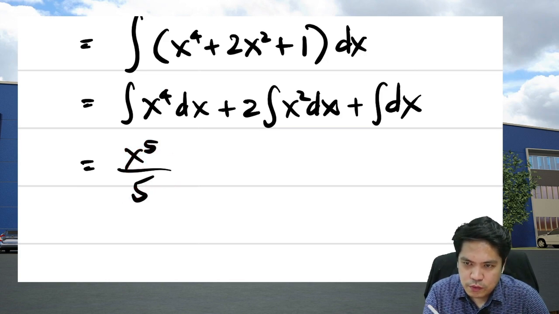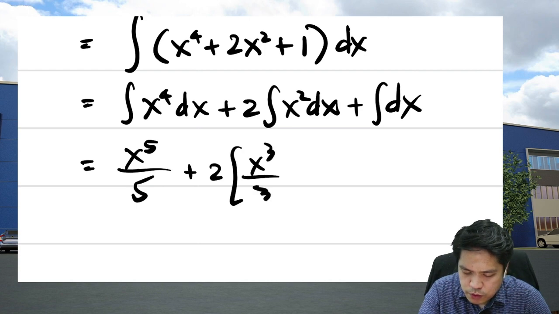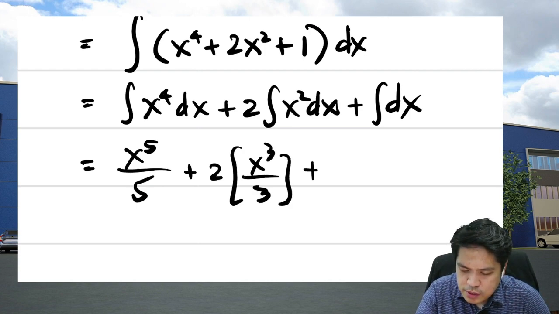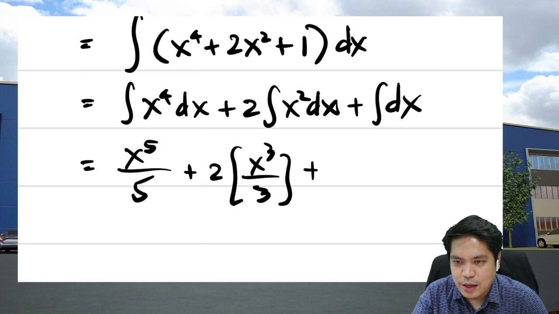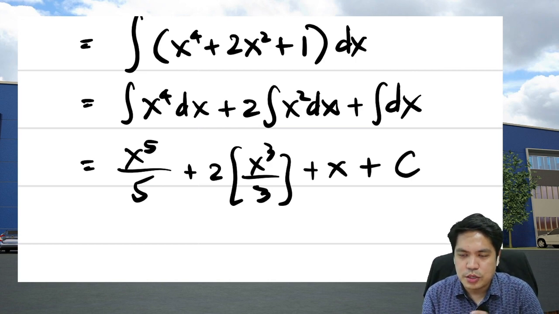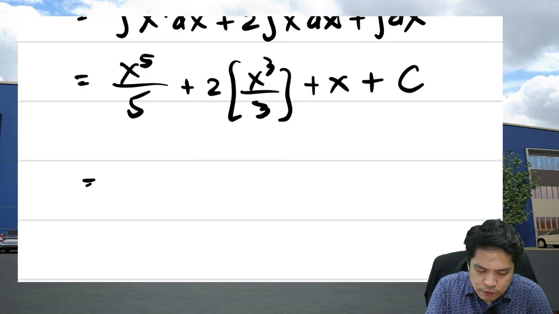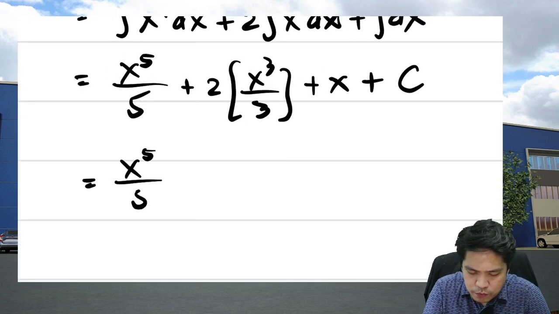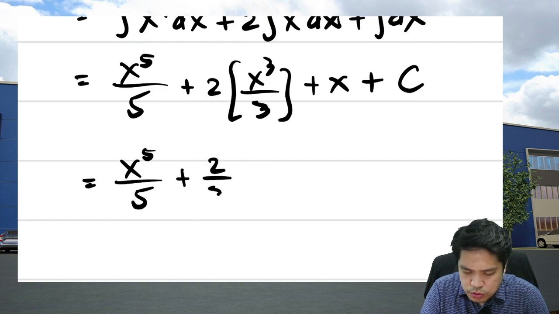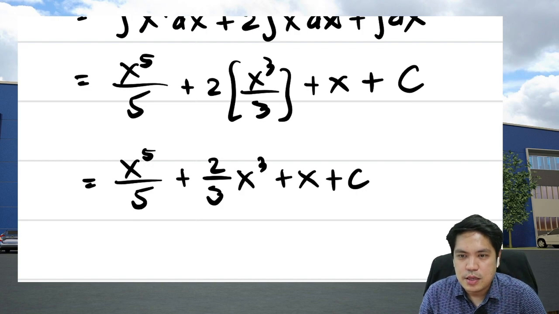So, that would be x raised to n plus 1 over n plus 1. So, x raised to 5 over 5 plus 2 times x cubed over 3 plus the integral of dx, of course, is x. Then plus the constant of integration combined, that's still c. Okay? Then our final answer would be x raised to 5 over 5 plus 2/3 x cubed plus x plus c. Sobrang dali.